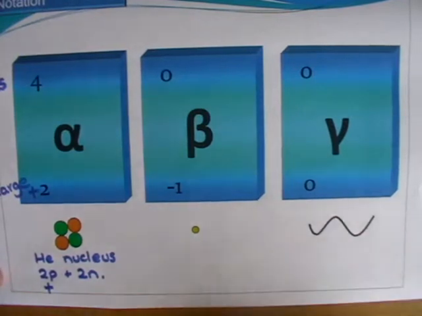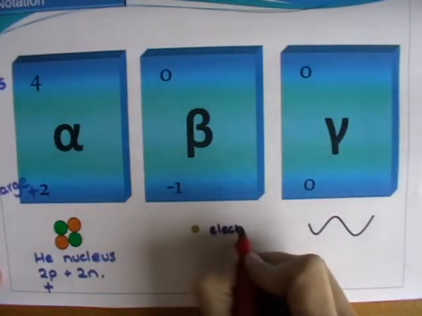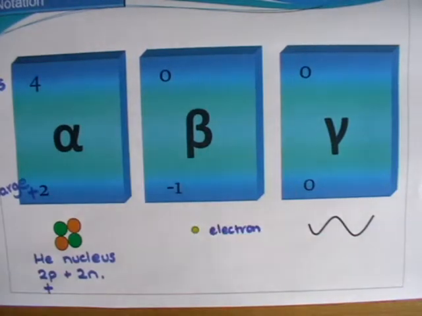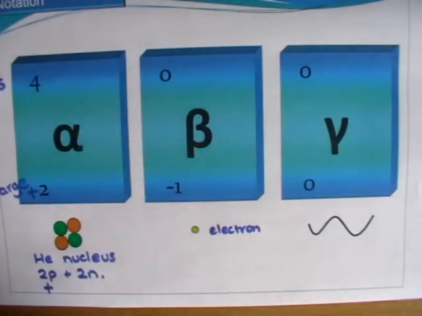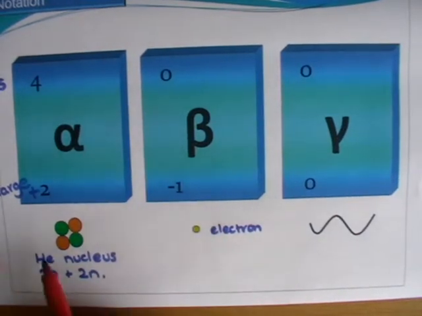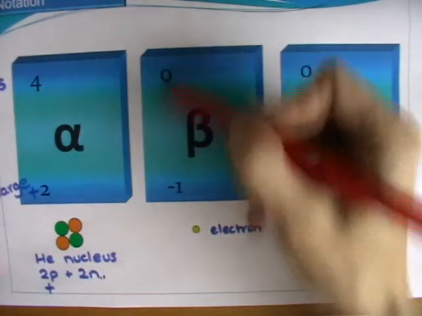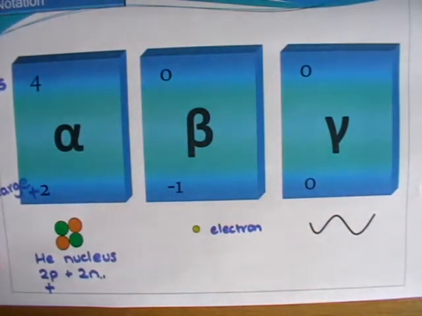Beta, however, is just a fast moving electron, and we'll be saying a wee bit more about this in a minute. And what charge is an electron? An electron has a charge of -1, and we know this already. It's got a negative charge. In terms of mass, an electron has got no mass in comparison to protons or neutrons, and therefore it's got a mass of 0. And we write the beta particle 0 -1.